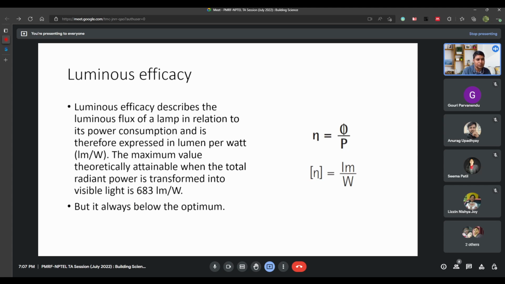Next, this concept of luminous efficacy, basically it's not covered in the subject, but it's used to measure the efficacy of a particular lighting based on its actual consumption of electrical power.